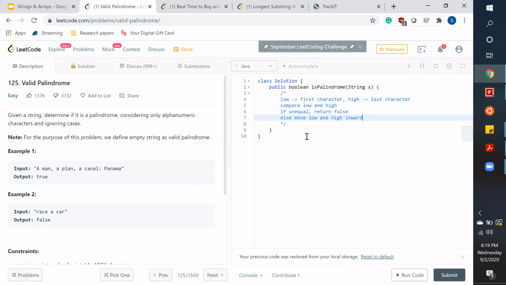Yeah, exactly. The problem said ignore case. So if the problem says ignore case, you can't just compare the characters, right? Because a lowercase a is not equal to an uppercase a. If you just compare the characters, that will return false. But if your palindrome is ignoring case, you want to treat a lowercase a and an uppercase a as the same.